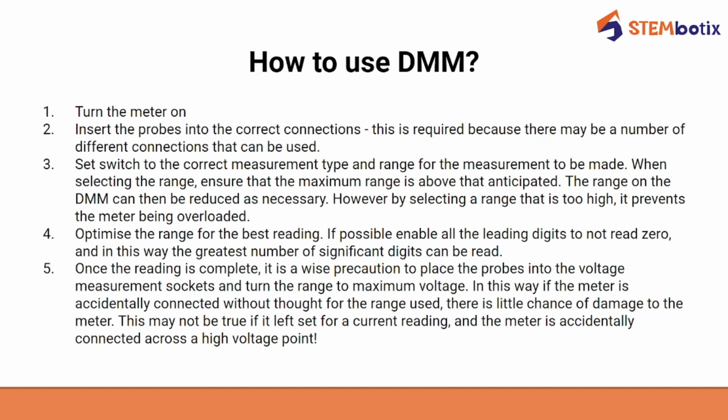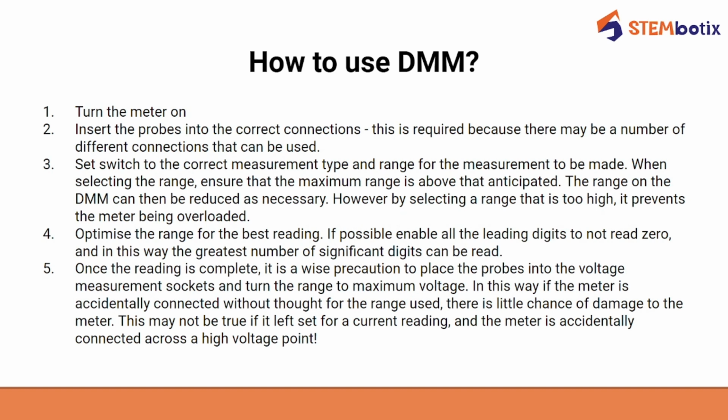So if you want to measure resistance, turn your switch to the resistance area. When selecting range, ensure that the maximum range is above that anticipated. So whenever you are selecting the range, for a resistor for example, just be sure that your maximum value is not over your anticipated range. The range on the DMM can then be reduced as necessary.